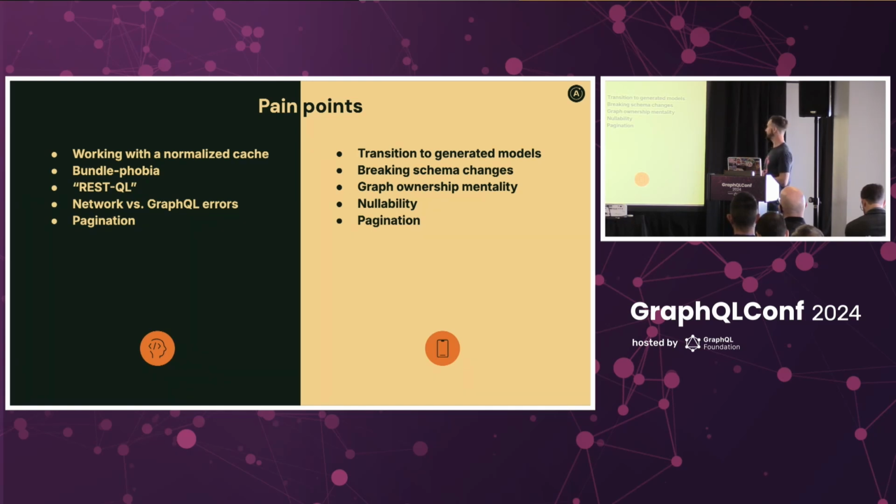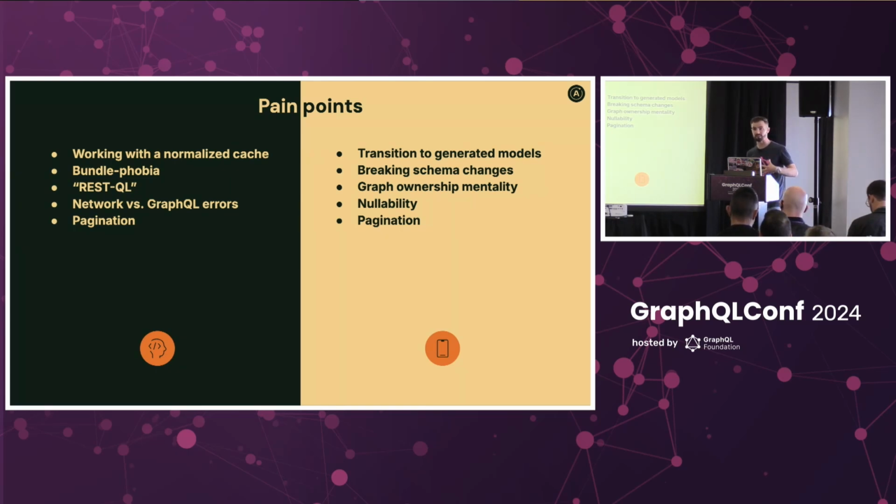And on the mobile side, similar things. Transitioning to generated models, like codegen specifically, is sometimes a culture shift inside an organization, and it's not always clear when to migrate or how to migrate, right? And dealing with that resulting binary size delta. Dealing with breaking schema changes gracefully, right? Especially when a team is still getting set up with GraphQL, it's planning that over time. Graph ownership mentality, making mobile engineers feel empowered to use the tooling and to take a look at the schema and feel like they can suggest changes and things like that.